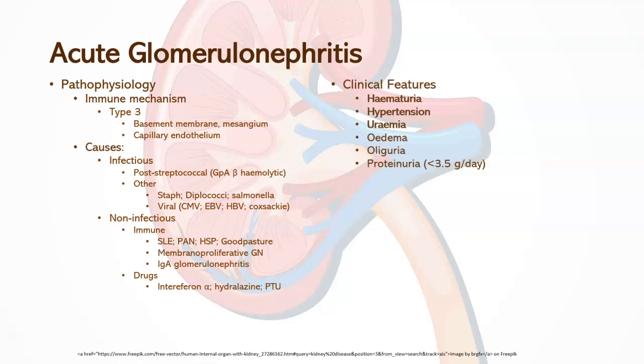The key clinical features of nephritic syndrome are hematuria, hypertension, and uremia. These patients often also have some degree of edema, oliguria, and proteinuria, but the proteinuria is usually less than 3.5 grams per day. You'll see the significance of this when we get on to nephrotic syndrome.